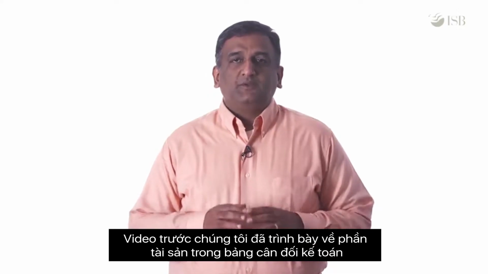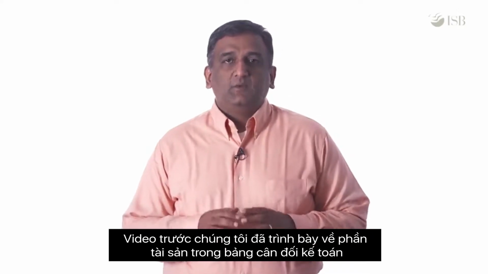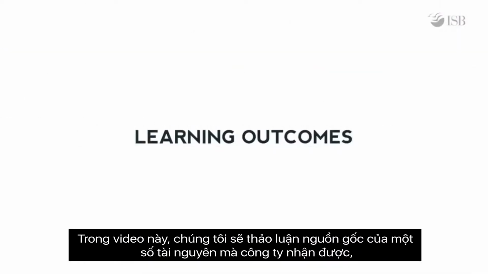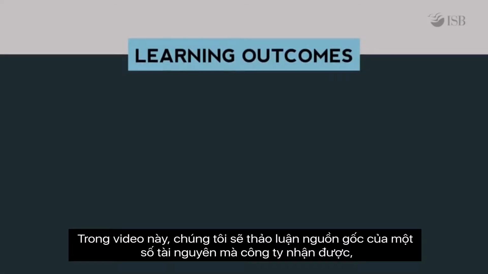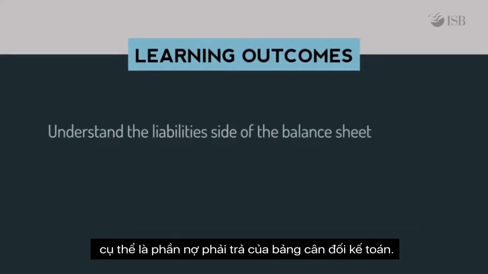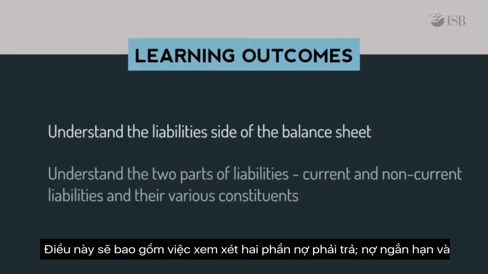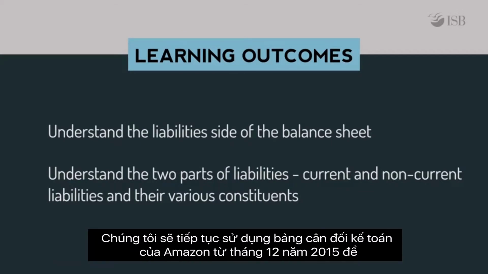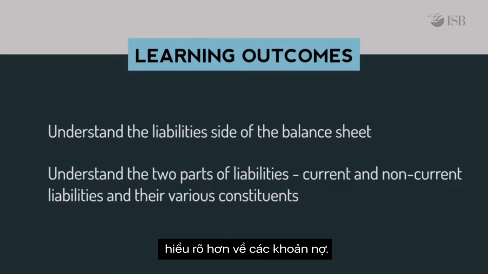Last time, we talked about the asset side of the balance sheet, which reports the uses of a company's resources. In this video, we will discuss where a company gets some of these resources from, namely the liability side of the balance sheet. This will include looking at the two parts of liabilities, current and non-current liabilities, and their various constituents. We will continue to use Amazon's balance sheet from December 2015 to better understand liabilities.